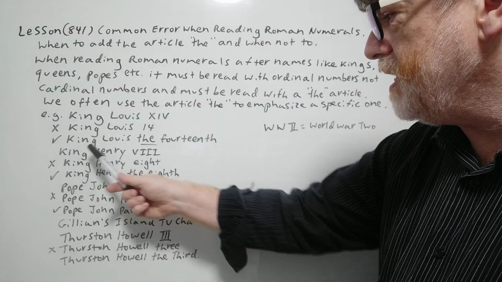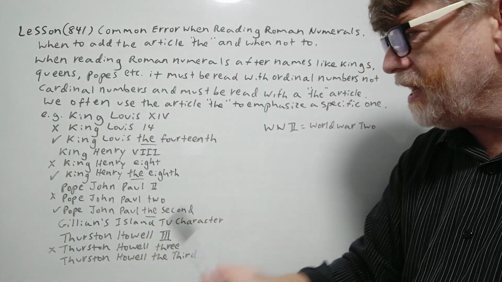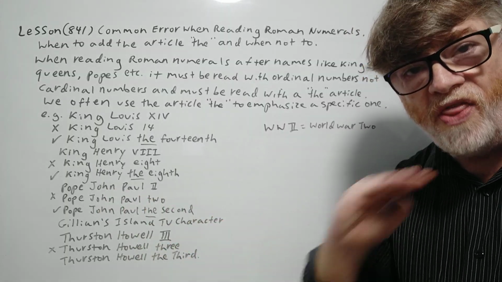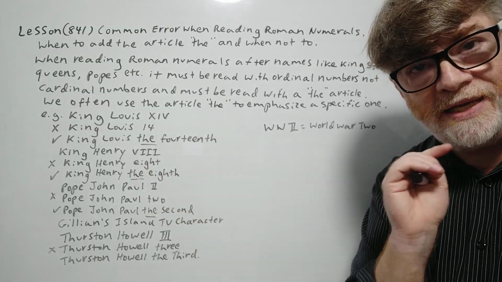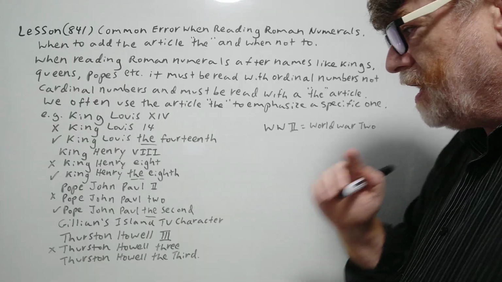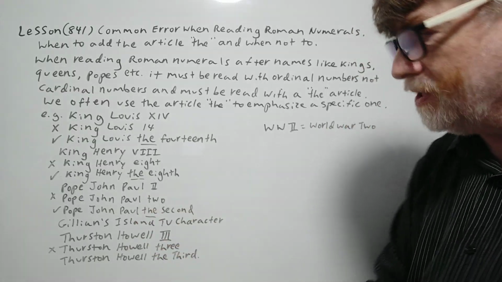Or the same thing here, King Henry VIII. If a student reads it wrong, they may read it as King Henry V-I-I-I. No, you have to read it as King Henry the 8th. You have to add a "the". Even though there was no hint for the "the", it's expected. That's the way you read it. Native speakers just know this and do it naturally.